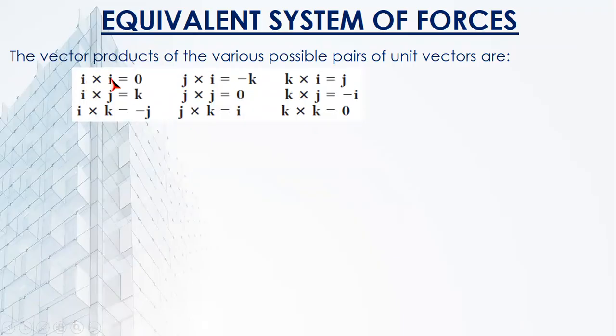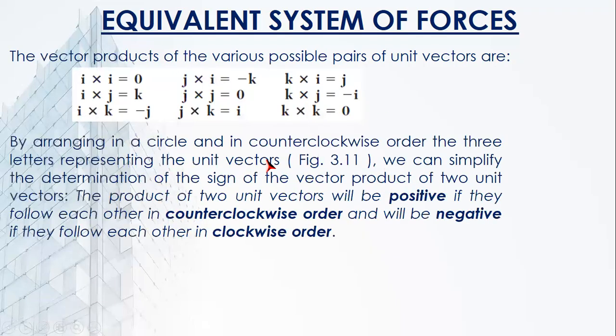Okay, as discussed a while ago, same unit vector 0, ang cross product, J cross J 0, K cross K 0. And then the rest, result ni siya sa right-hand rule. I cross J, K, I cross K, negative J. Using right-hand rule. Okay? Pero kung dili ka sold out sa right-hand rule, mao ni ang sign convention.